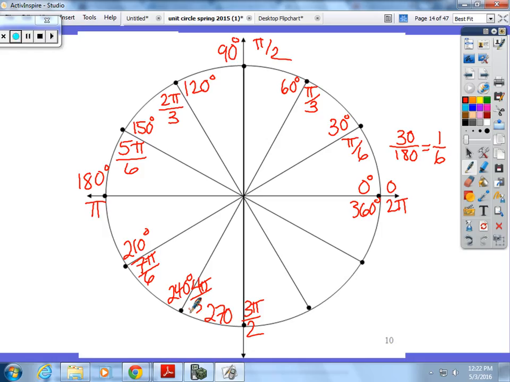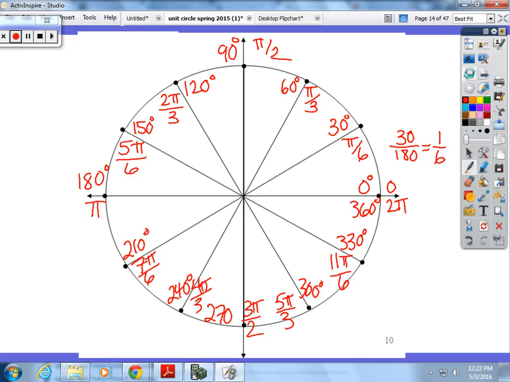And then this one is 300 and 330. And this one is 5 pi over 3. And this one will be 11 pi over 6.